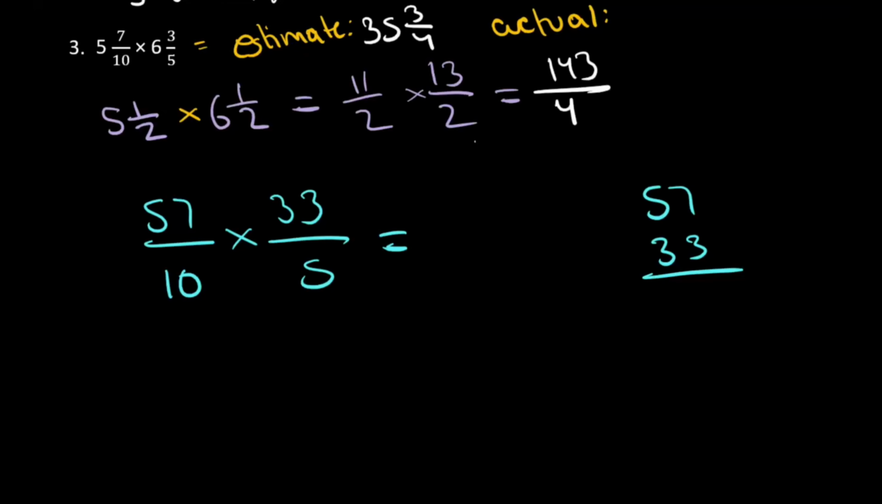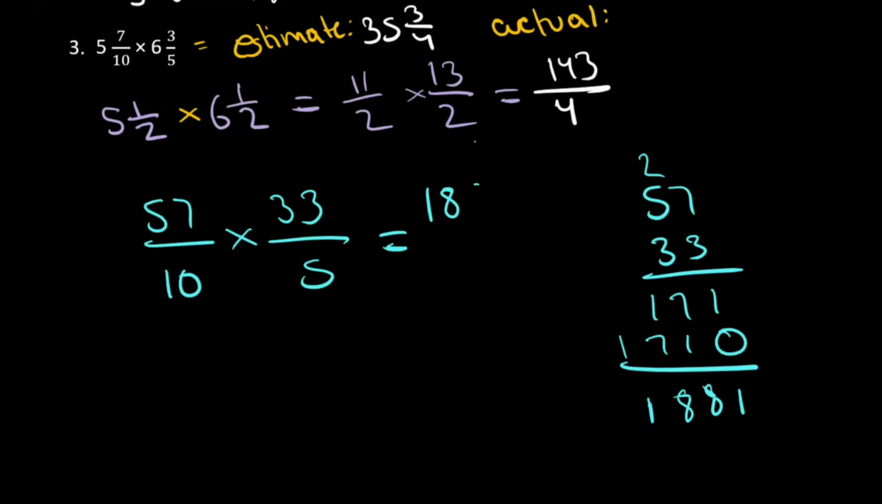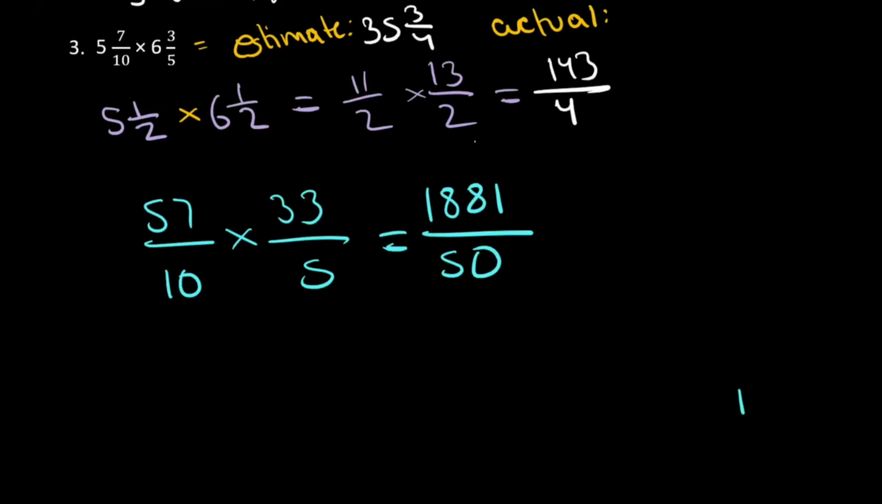57 times 33. 3 times 7 is 21. 3 times 5 is 15. 15 plus 2 is 17. Now we just add 0 and then copy the numbers down because 3 and 3 are the same numbers. Now let's add. 1 plus 0 is 1, 7 plus 1 is 8, 1 plus 7 is 8, 1 plus nothing is 1. So we have 1881, and 10 times 5 is 50. Now we need to find the mixed number. We need to turn this improper fraction into a mixed number.